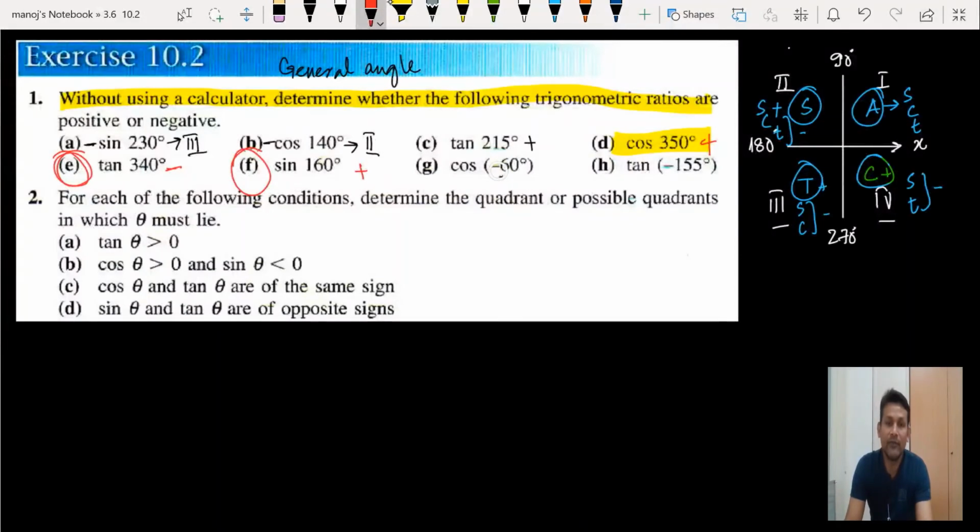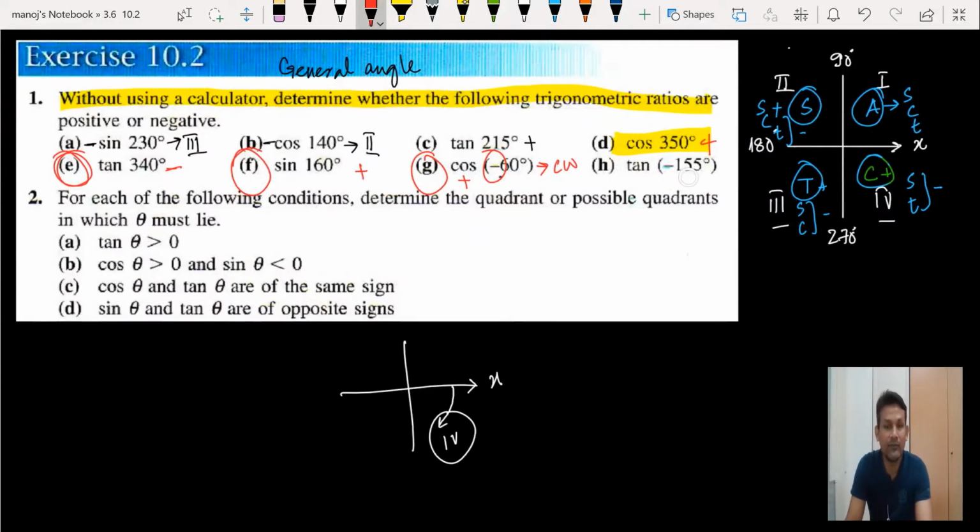This is very important when you have minus 60 degrees. Remember, minus 60 degrees means you have to move clockwise. This is the only way. Don't worry about this negative sign, you have to move clockwise. So when you move clockwise 60 degrees, with the positive x-axis as the start, it lies in the fourth quadrant. In the fourth quadrant, what is the effect of cos? Cos is always positive, so I will write positive.